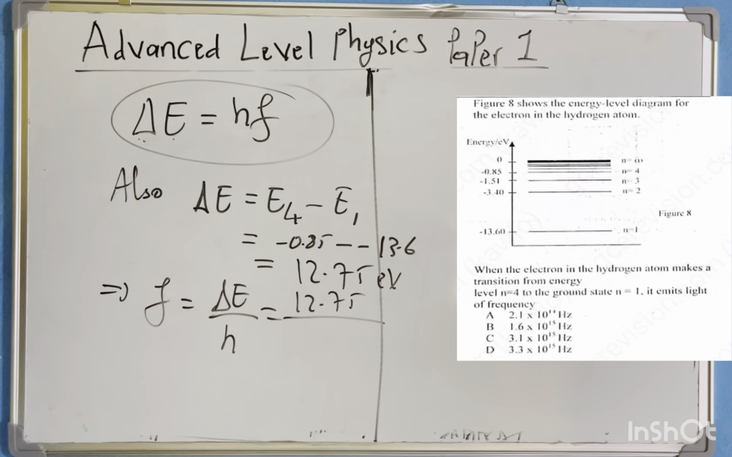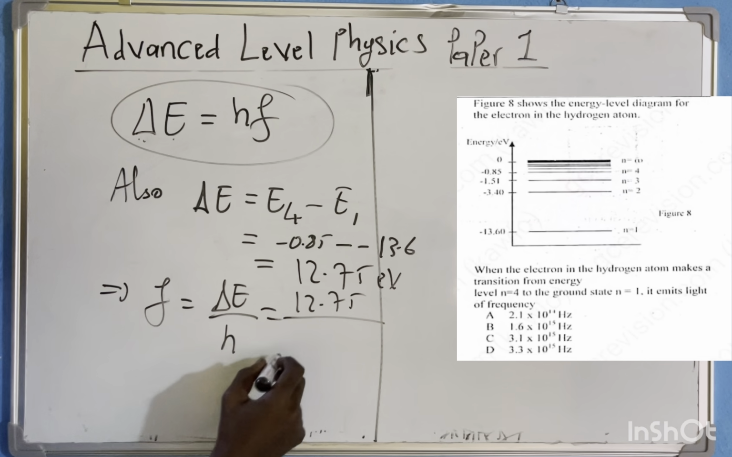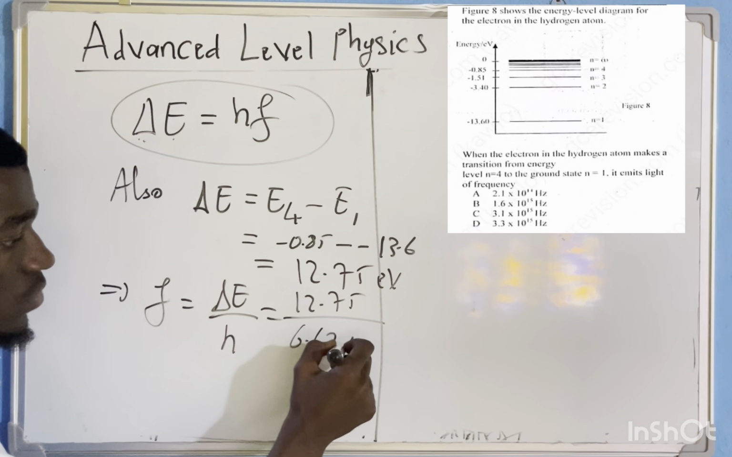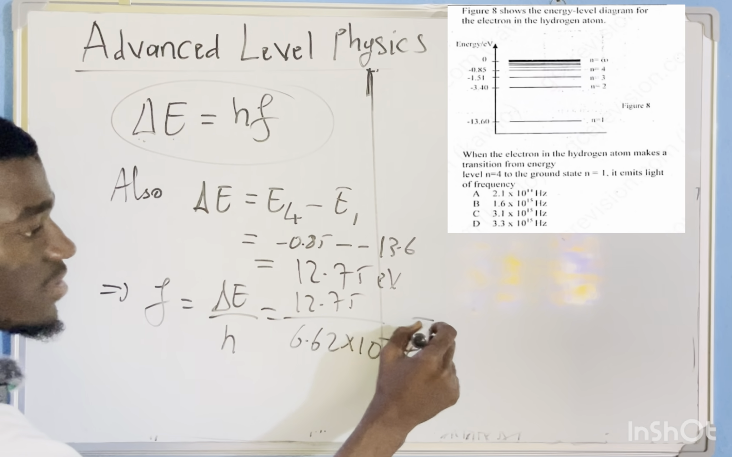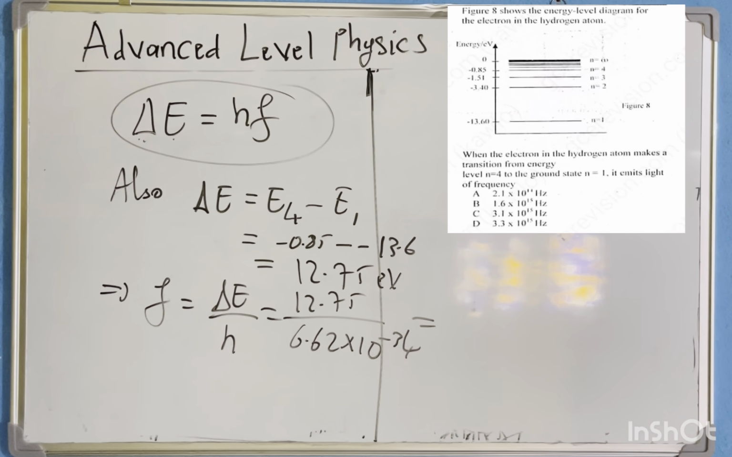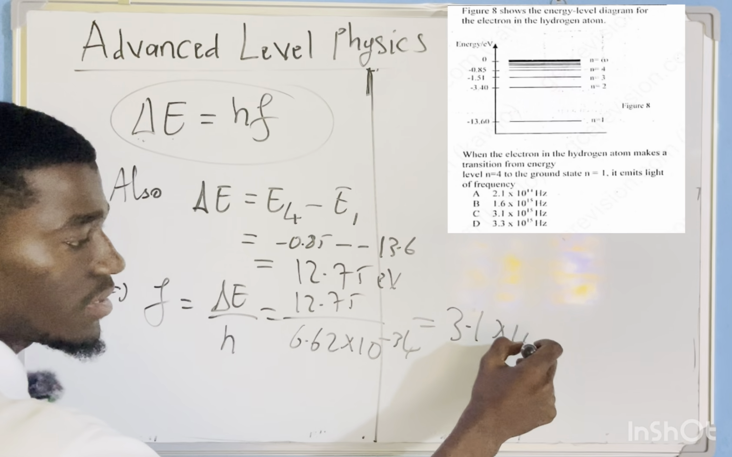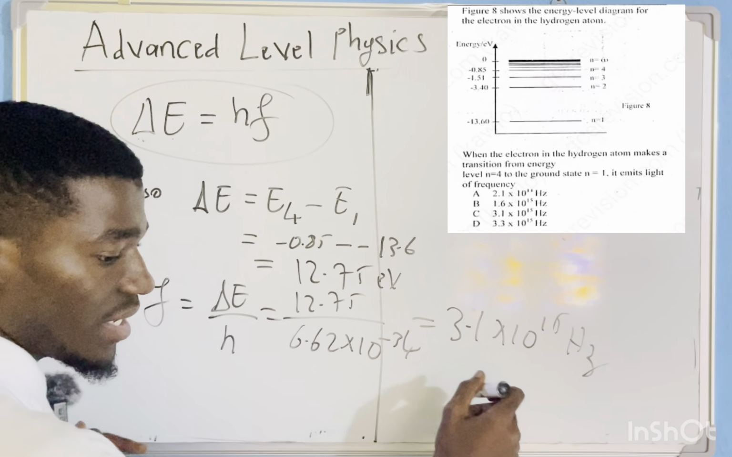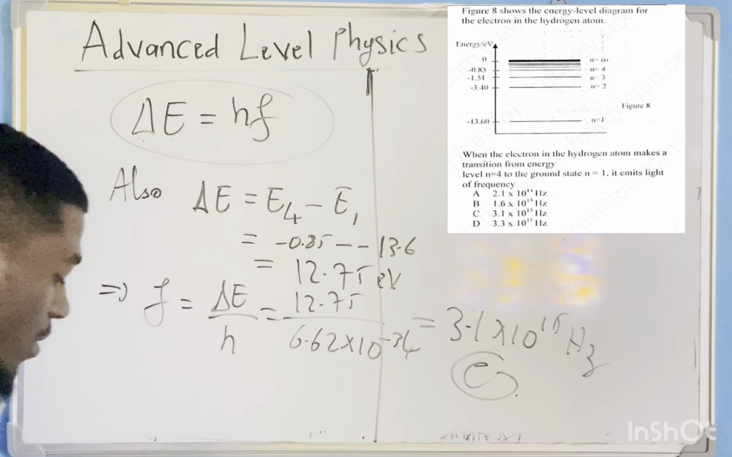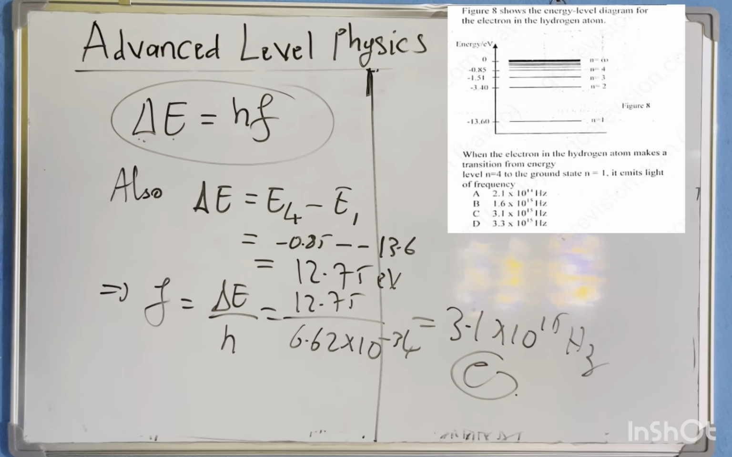h is the Planck constant, which is 6.62 times 10 to the negative 34. After applying the numerical application, we come out with 3.1 times 10 to the 15 hertz, making the best proposal to be C. As easy as that. Next question.